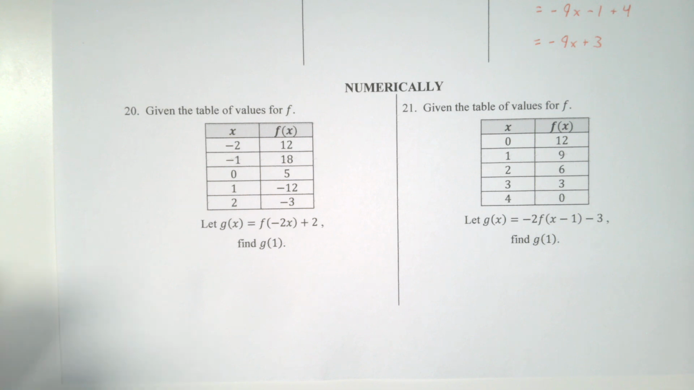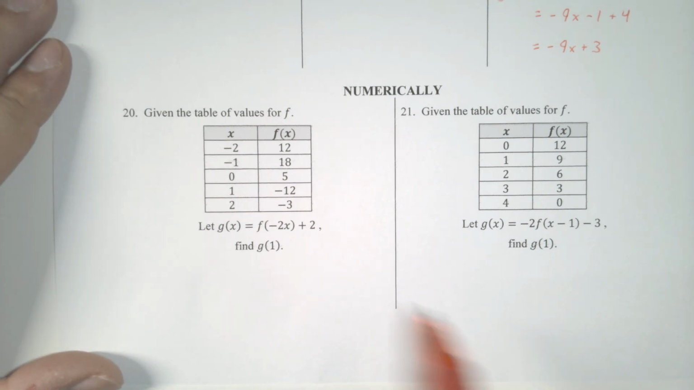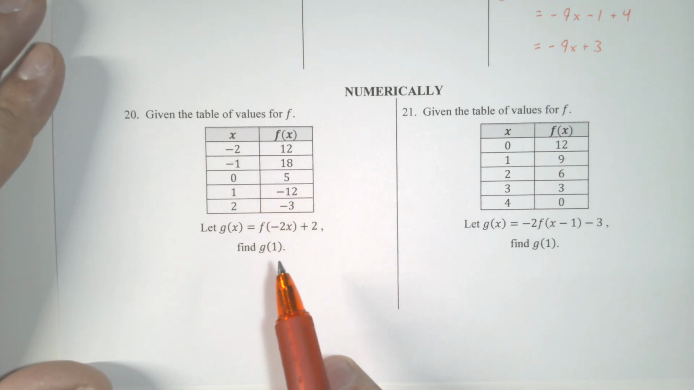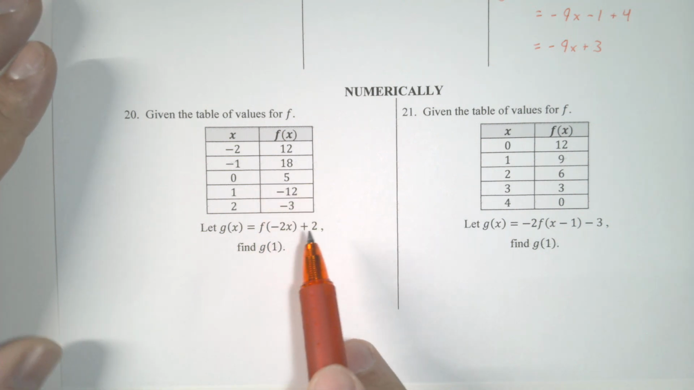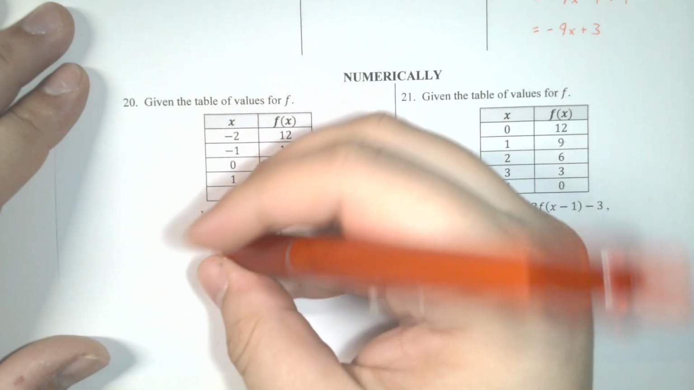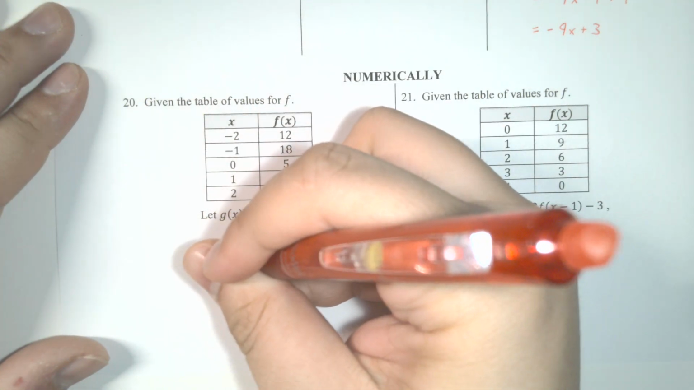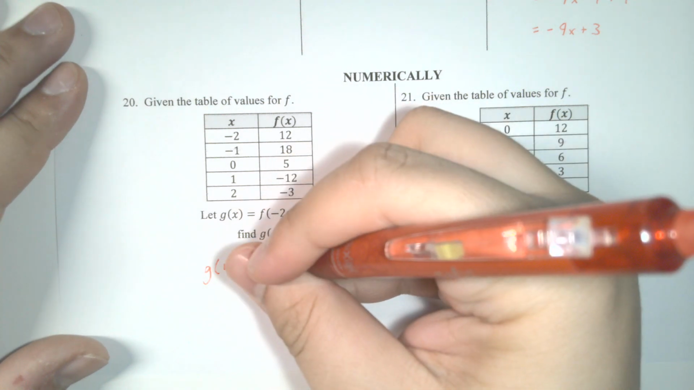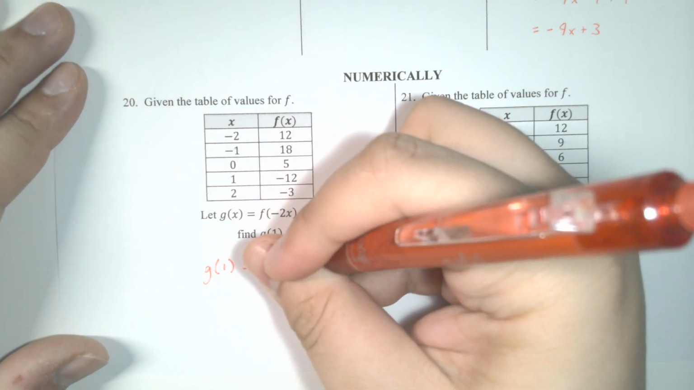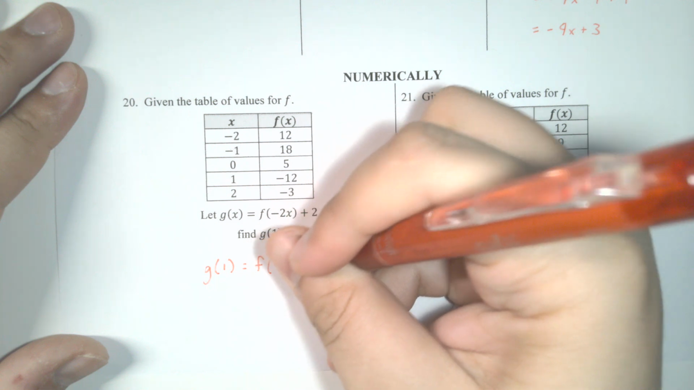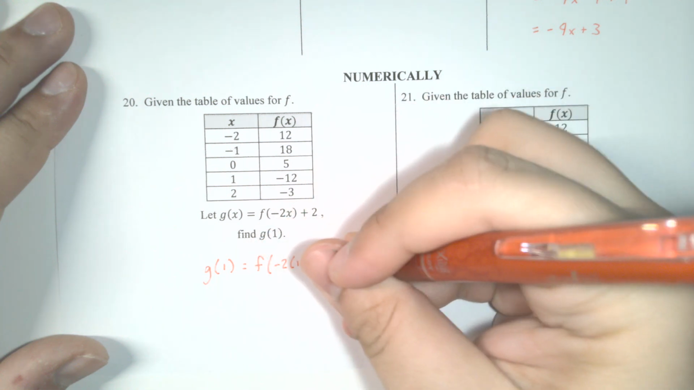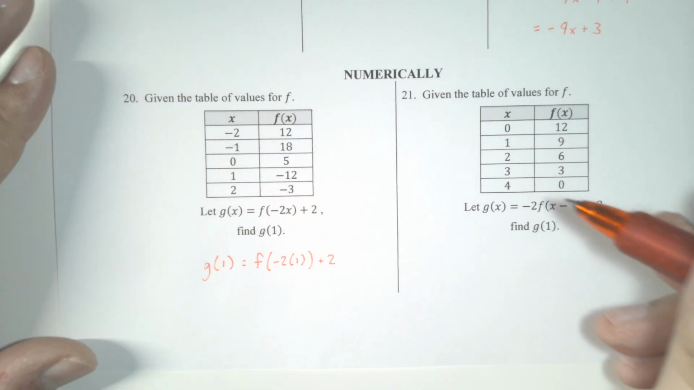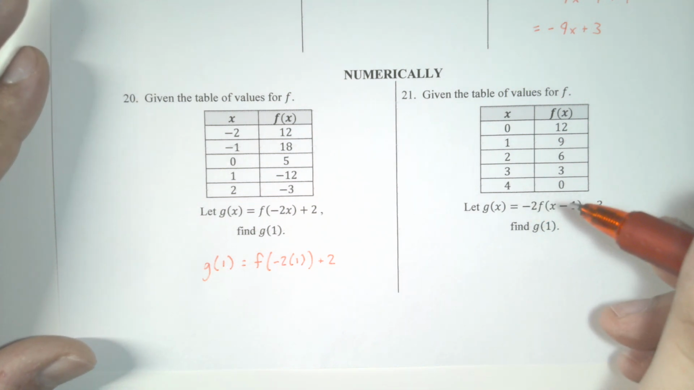So these are not the last two problems. All right, so given this table of values, we want to figure out what g of 1 is given this function. Okay, so g of 1 is going to be the same thing as f of negative 2 times 1 plus 2. I highly recommend knowing how to do this type of problem because this was very missed on our last exam.